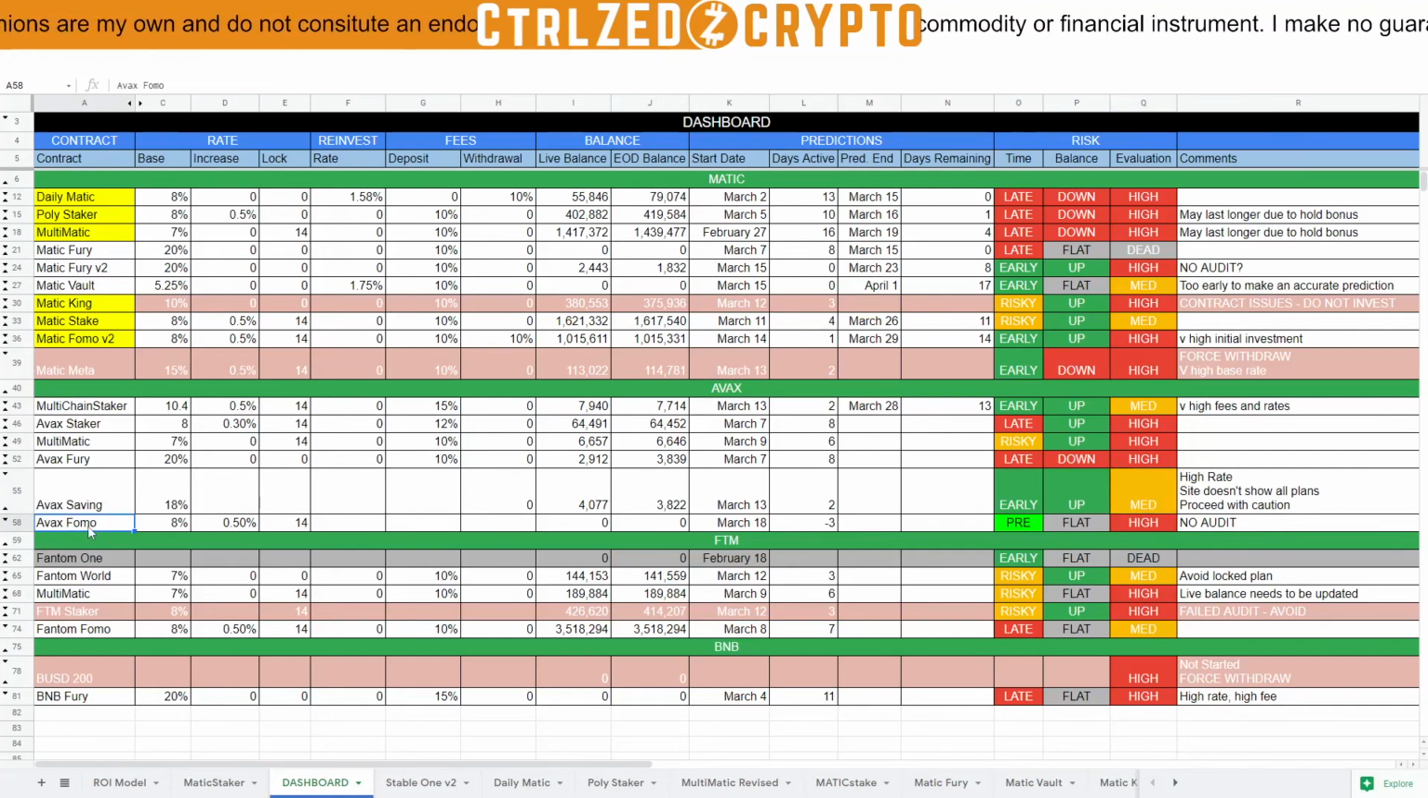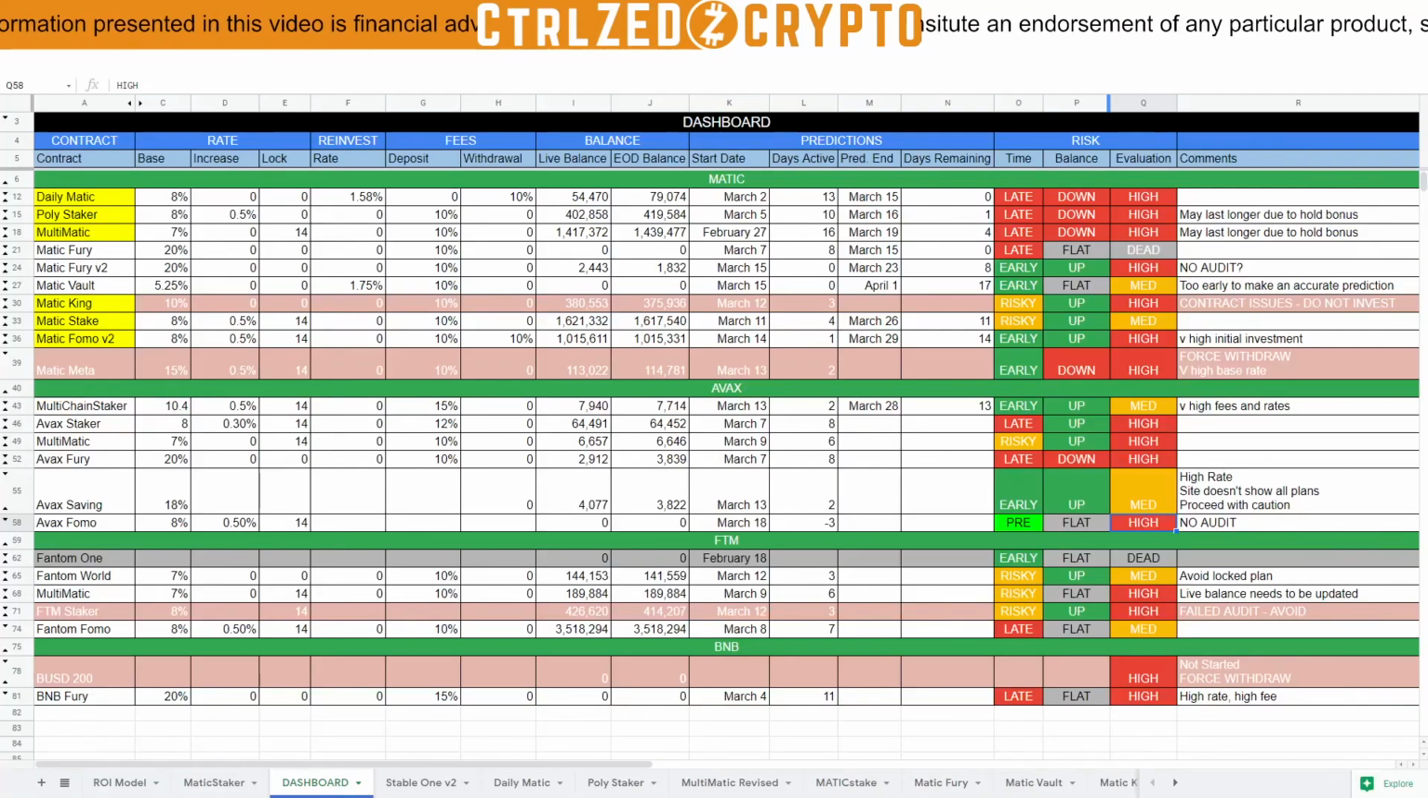Avax Fomo. So let's see if I can find Avax Fomo on my page here. Okay, next on the list is Avax Fomo, and this is on the list as basically an early notification. This is one that's coming up in a few days' time. I think 2 days something time.